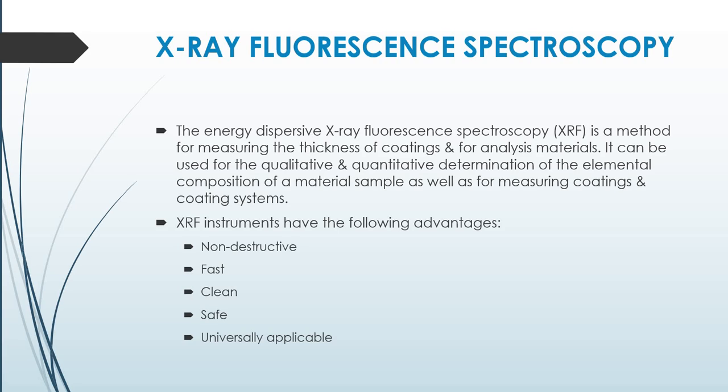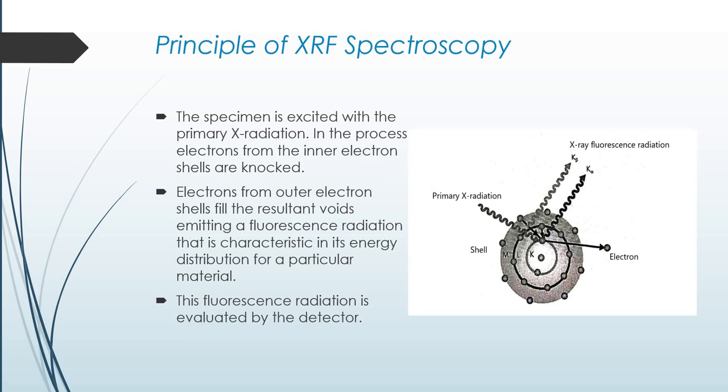Principle of XRF spectroscopy. The diagram shows the principle of XRF spectroscopy. That is, the specimen is excited with the primary X radiation. In the process, electrons from the inner electron shells are knocked out. Electrons from outer electron shells fill the resultant voids, emitting a fluorescence radiation that is characteristic in its energy distribution for a particular material. This fluorescence radiation is evaluated by the detector.